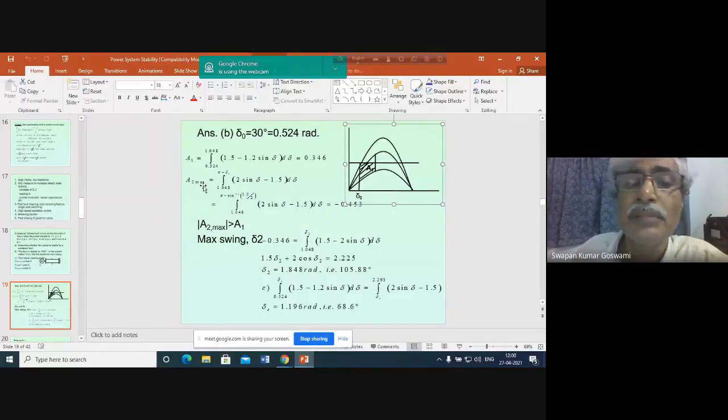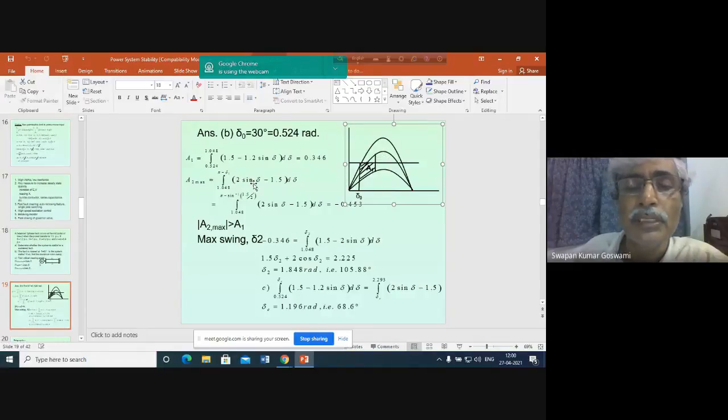Why are we saying this maximum available decelerating area? Because here the generator will decelerate from the speed it has achieved here. So from this speed it will decelerate, and finally let us see how much is the area here. If it is greater than this area, then we can say that stability will be achieved. Even if it is equal to this area, then the stability will be achieved. So calculate this: 2 sine delta is this curve, minus 1.5 is this power line. So here output is greater than input. So here is the retardation area, retarding it.